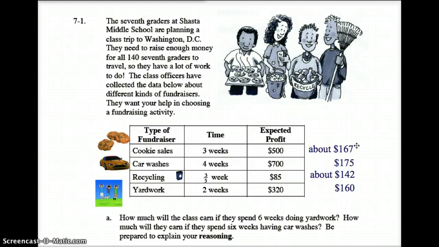The one that we really would choose not to do in this whole thing, even though it might be good for our planet, would possibly be the recycling because it makes the least amount of money for us. And if you're anything like me, you try to make as much money in as little time or with as little work as possible. So, remember your top two here are cookie sales and car washes for 167 and 175.